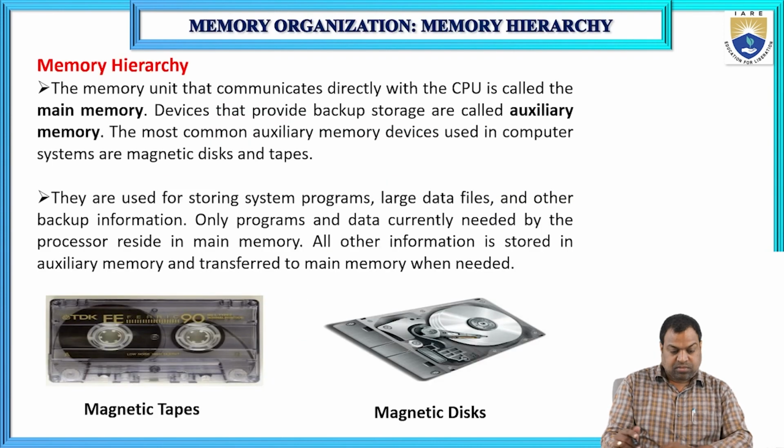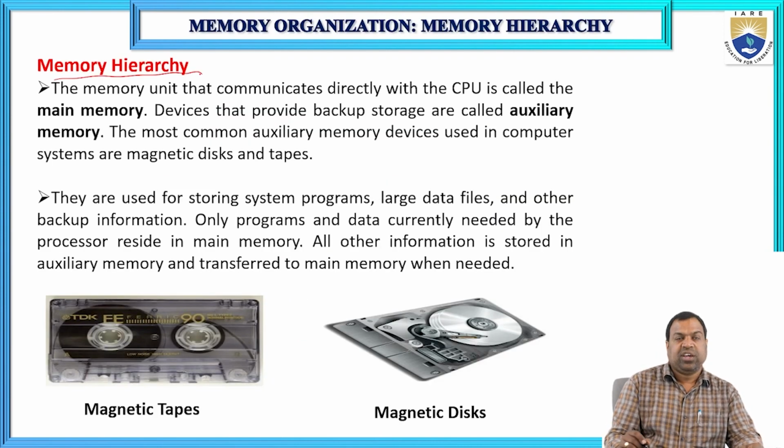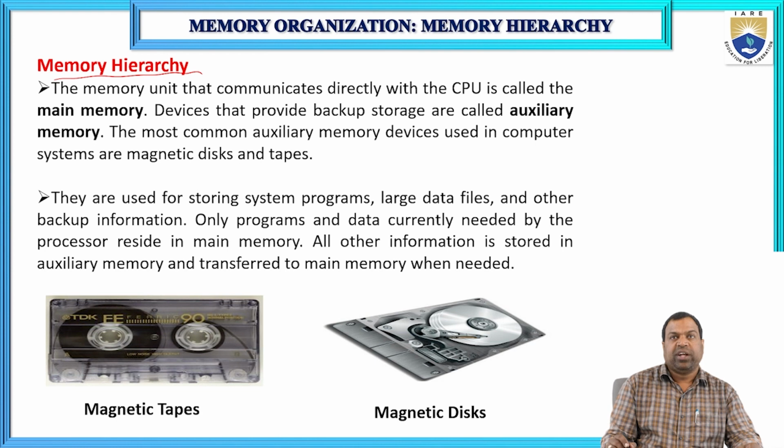When we go for the memory hierarchy, the memory unit that communicates directly with the CPU is called the main memory. Devices that provide backup storage are called auxiliary memory. The most common auxiliary memory devices used in computer systems are magnetic disks and magnetic tapes. They are used for storing system programs, large data files, and other backup information. Only programs and data currently needed by the processor reside in main memory. All other information is stored in auxiliary memory and transferred to main memory when needed.